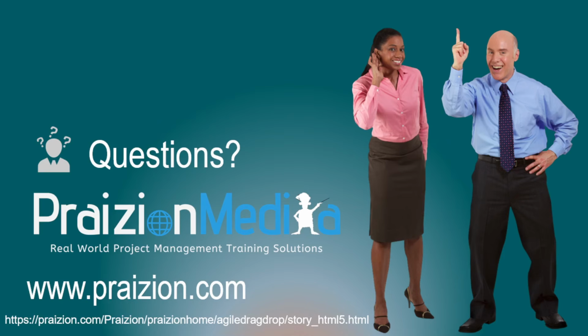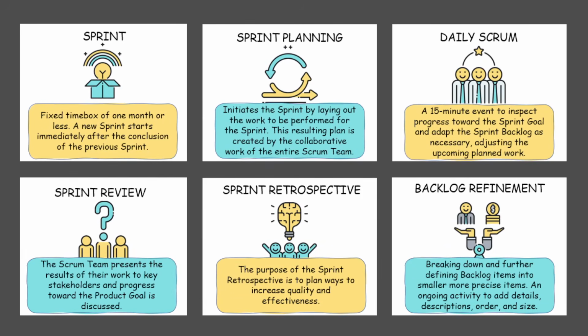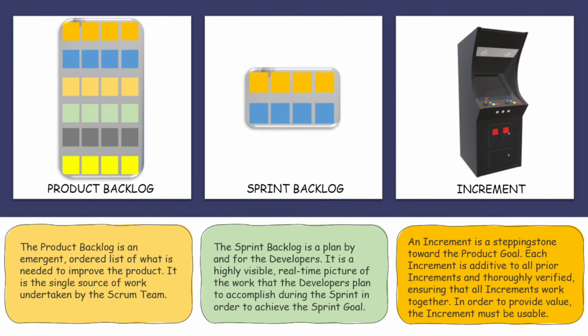And that, my friends, concludes our review of Scrum. In less than 10 minutes, we have gone through the 3 roles: the product owner, the Scrum Master, and the developers. We have gone over the 5 events plus the non-formal event of backlog refinement. We have gone through the 3 artifacts. We call these artifacts, by the way, the product backlog, the sprint backlog, and the increment.